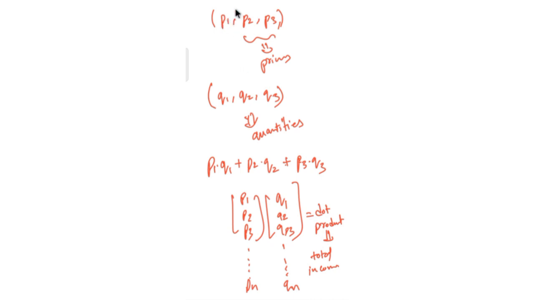So P1 is the price of a fridge, P2 is the price of a fan, P3 is the price of a light, and P4 is the price of some other electrical appliance. And Q1, Q2, Q3, Q4 and so on denote the quantities. Then you can multiply them in this column matrix fashion and get the dot product, and that's nothing but the income.